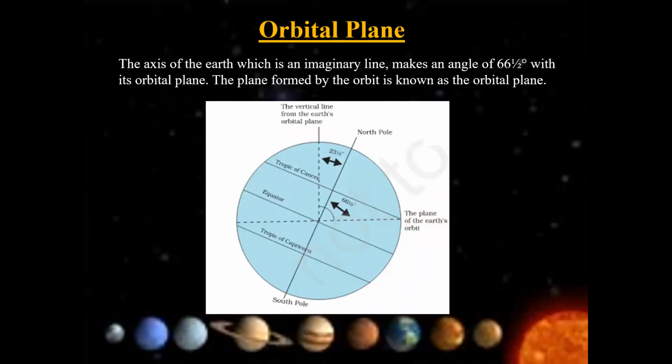Next, let us study about the orbital plane. The axis of the earth is an imaginary line which makes an angle of 66.5 degrees with the orbital plane. The plane formed by the orbit is so-called the orbital plane.